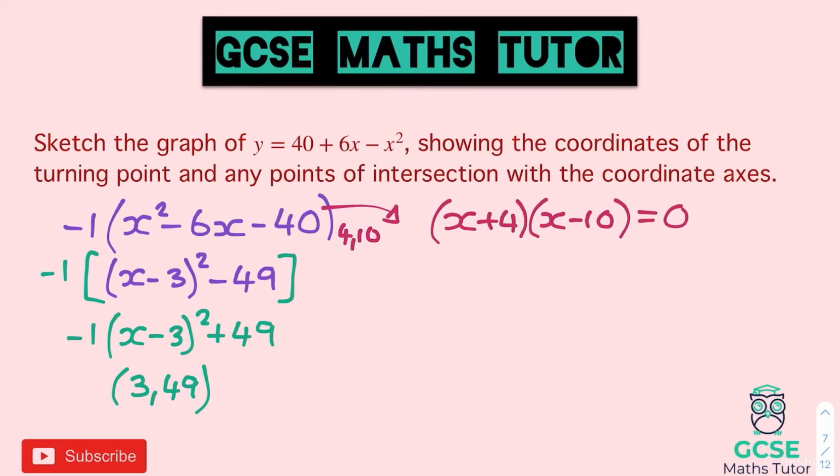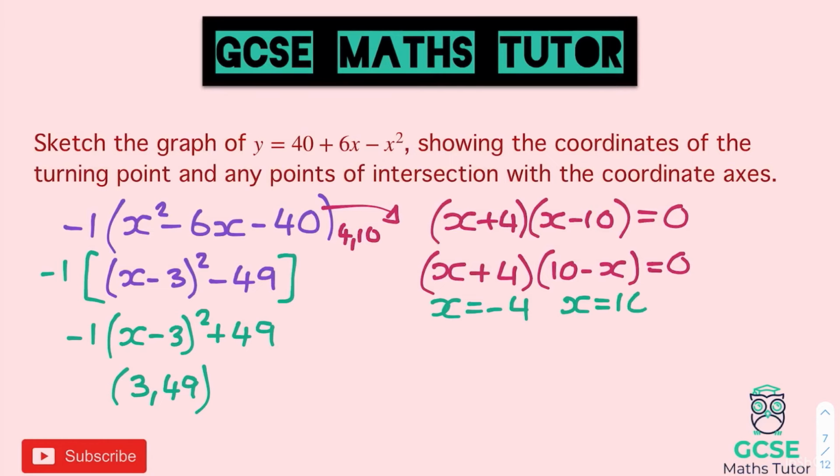Okay, so finishing that off, we'll swap the symbols over on the second bracket. So x plus 4 and 10 minus x. And there we go, we're getting our solutions from that. For our first one, we've got x is minus 4, and for the second one, we've got x is positive 10. And not forgetting our y-intercept, which was given to us in the question.